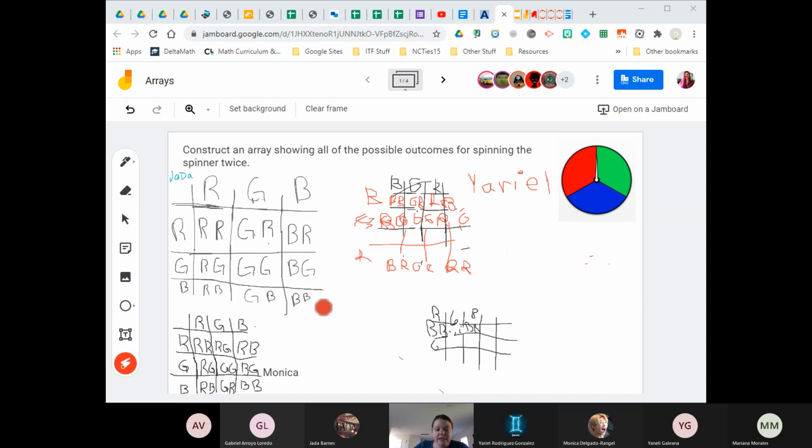So if I want to know the probability of spinning green in any order, okay? That means I could spin green first or green second. I'm going to count the ones that have green. So here's 1, 2, 3, 4, 5. So the probability of spinning green in any order would be 5/9 because there are 5 of the 9 squares with green in it. Does that make sense?